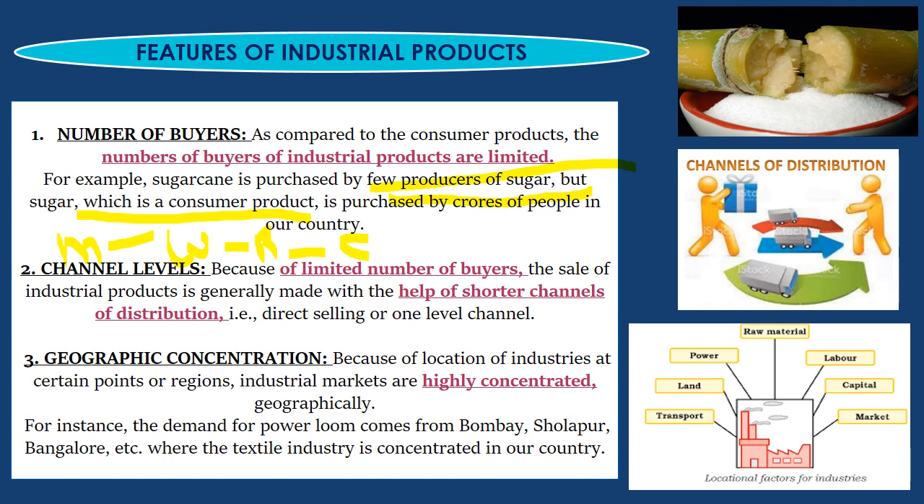That is a consumable product. Which is consumed more? Definitely sugar, right? So what is happening? The number of buyers for consumable products are more, whereas the number of buyers for industrial products are very, very limited. Okay. So the second point is channel levels. What is this channel levels? Channel levels refers to intermediaries in between. I was telling you, right?